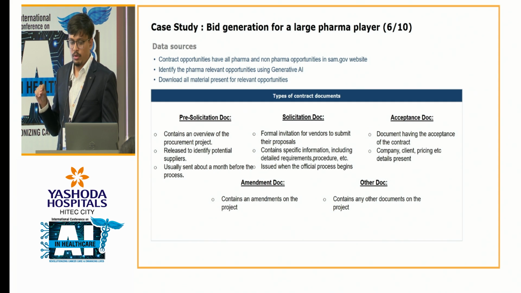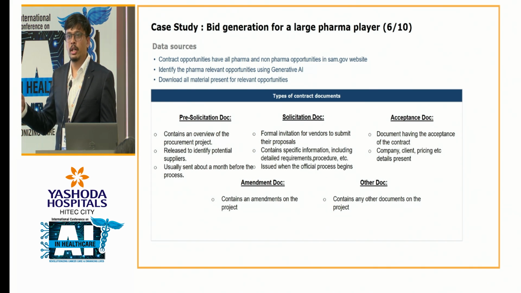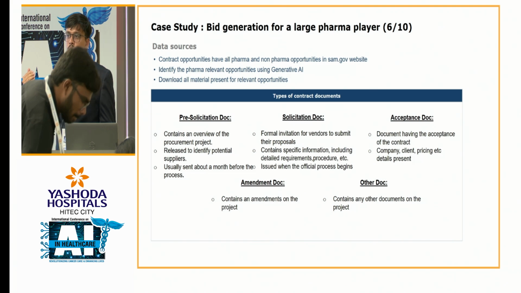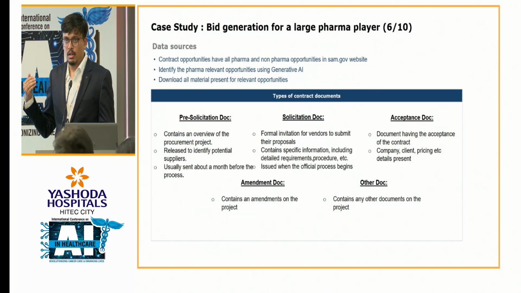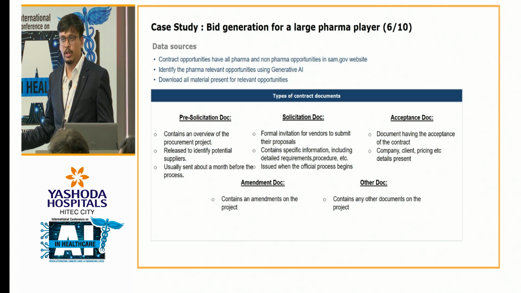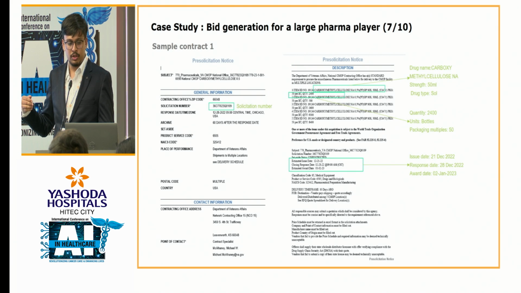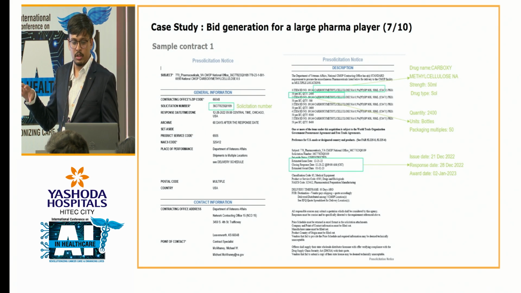Now, what are the data sources? You have different data sources like pre-solicitation, solicitation, acceptance, amendment, all of these documents. The idea is to summarize the document, identify if it's a pharmaceutical related bid, identify the drugs, identify if the drug is something that you manufacture. If it is something you manufacture, then try to extract the information.